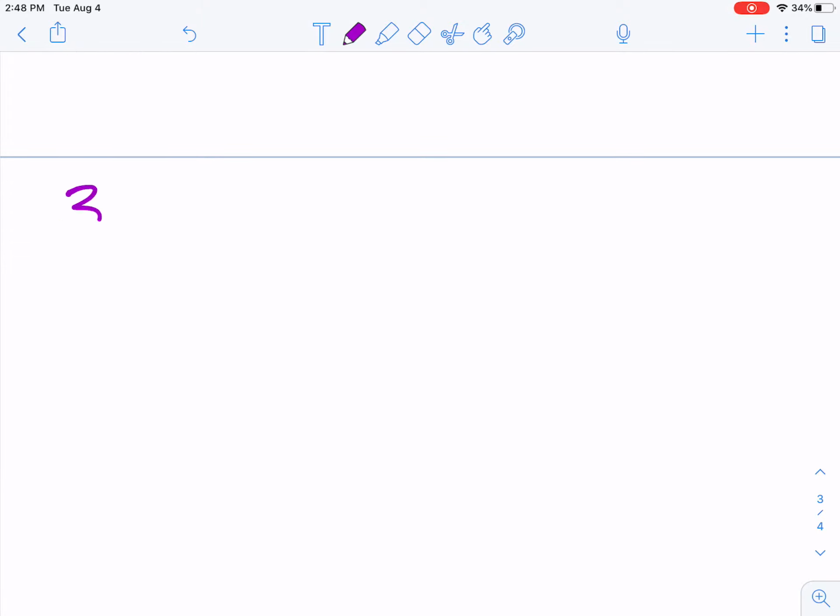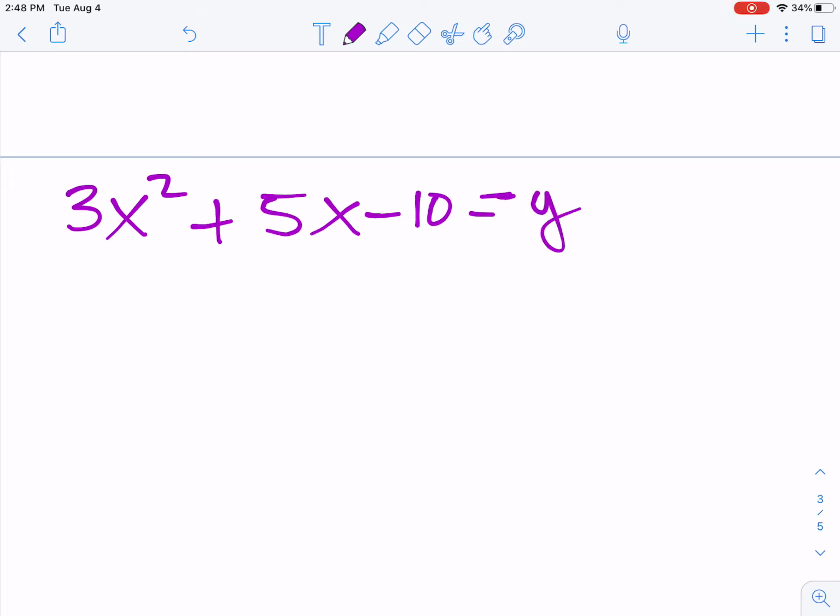I had 3x squared plus 5x minus 10 equals y. I'm going to be honest, I think that's what I had written down. We're going to go with it. So the very first thing I'm going to do is bring the 2 down.